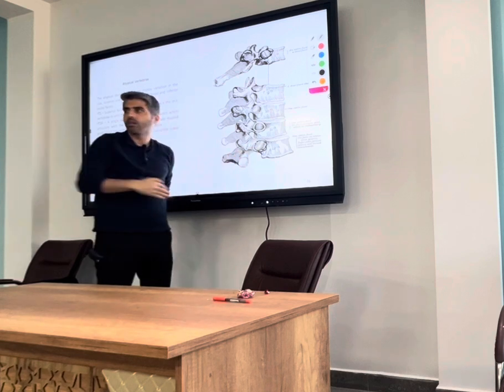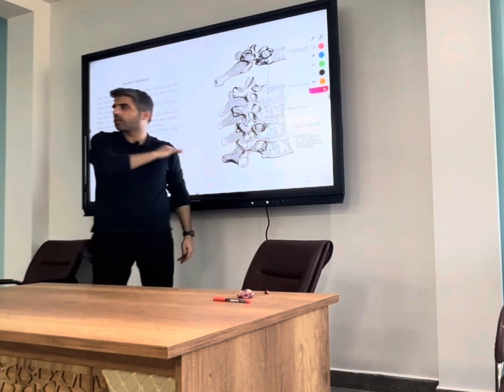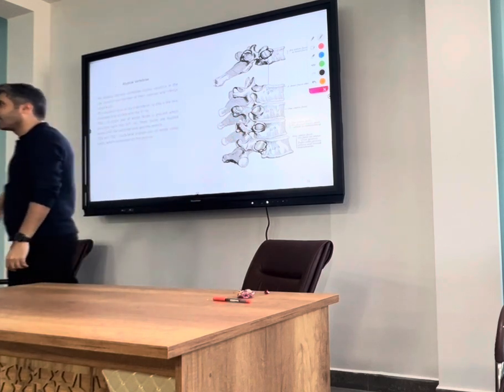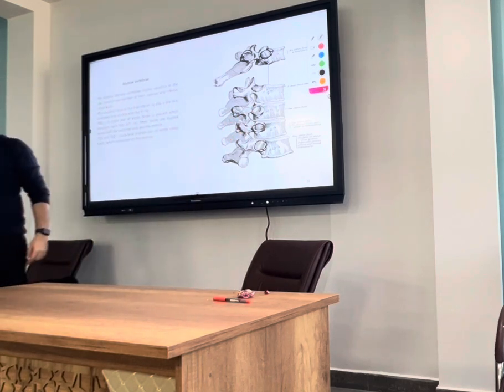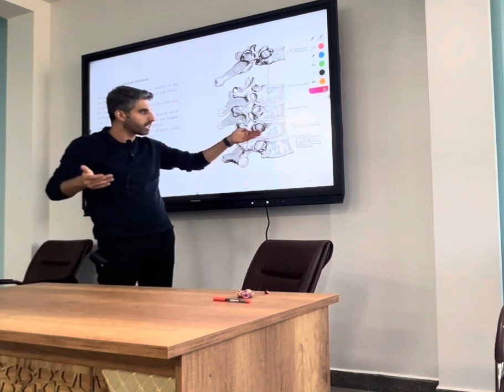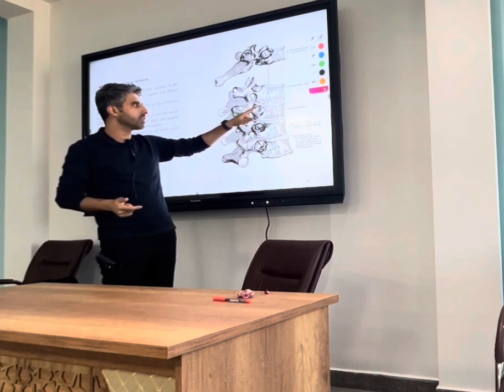12 is the same. Rib number 12 is attached just to T12. Rib number 11 just to T11. Rib number 10 just to T10. So it's not normal. Okay? I told you the normal condition: 12 should attach to 12 and 11. But it's not like this. Just 12, just 11, just 10.